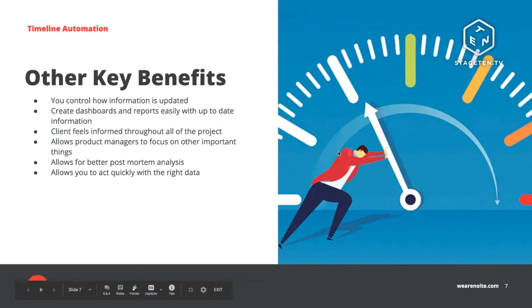And just to finalize, other key benefits that automating a project timeline gives us: it allows you to control how information is updated. The connector in Smartsheets allows you to control the flow of data. It can be synced bidirectionally, which means that if you modify something in Smartsheets, it will automatically be updated in Jira and vice versa. Or it allows you to control the flow from Smartsheets to Jira only, or Jira to Smartsheets.